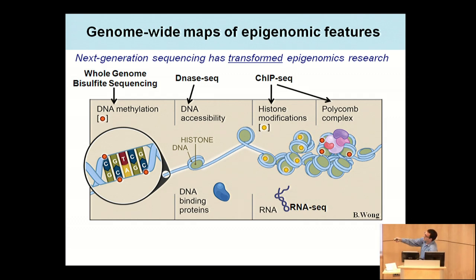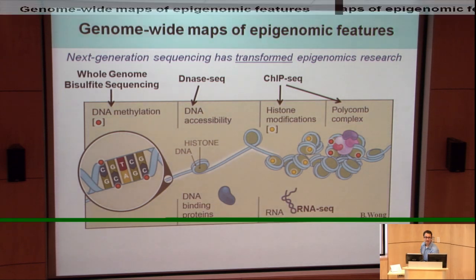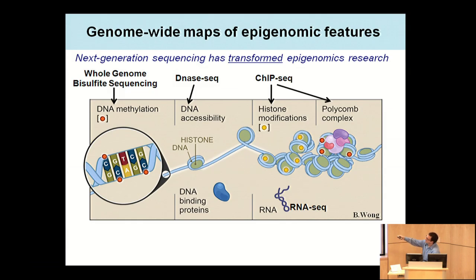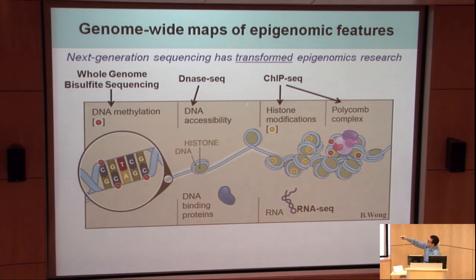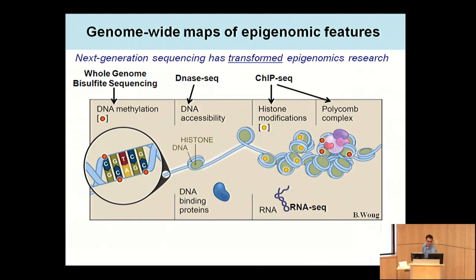DNA methylation can now be read out on a whole genome scale by bisulfite sequencing. I'm not going to talk a lot about DNA methylation today. DNA accessibility, we saw some data in the last talk, can be mapped by DNase-seq. And histone modification patterns, which you'll hear a lot about in my talk, can be mapped by ChIP-seq, right? So these are all methods that link conventional assays that have been in existence for many, many years with these new sequencing technologies that were just introduced in the last couple.